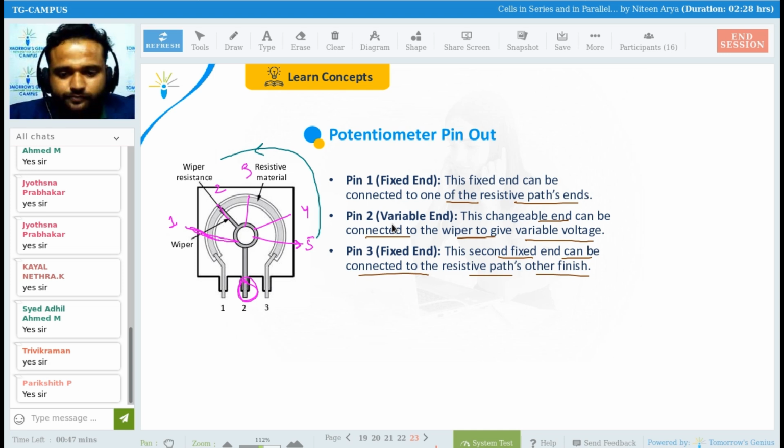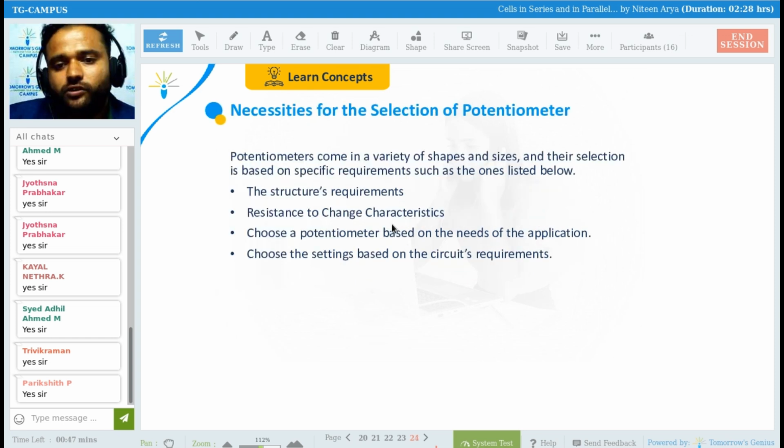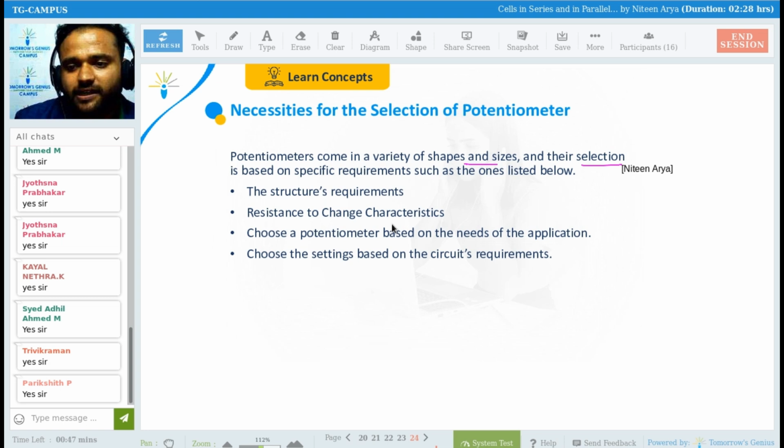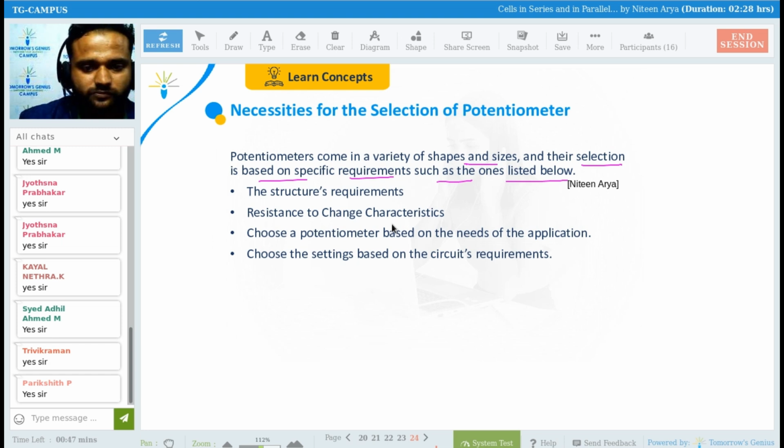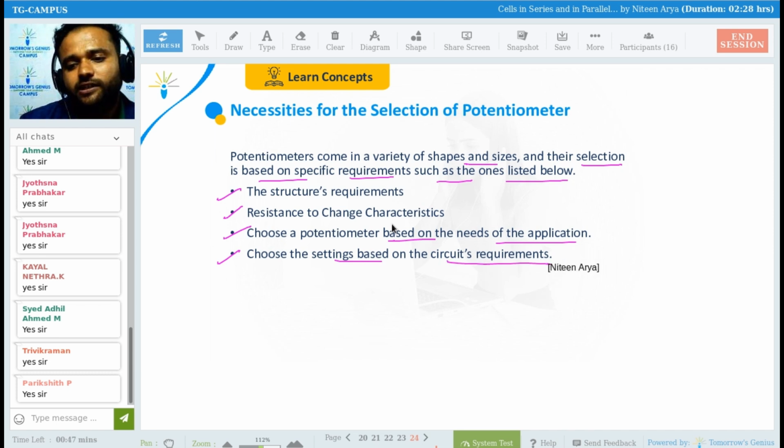Okay, this is not going to be asked in JEE, neither in boards, but for better understanding, you need to understand. Now, the necessity for the selection of potentiometers. Potentiometers come in a variety of shapes and sizes, and their selection is based on specific requirements, such as the ones listed below: the structural requirement and resistance change characteristics. Choose a potentiometer based on the needs of the application, and choose the setting based on the circuit's requirement. These are just the requirements and necessity to select a particular potentiometer for a particular function and application.